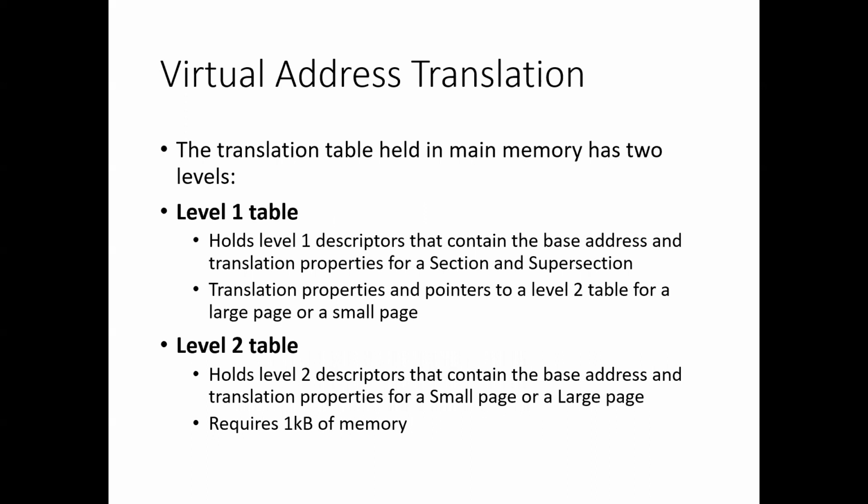The translation table is held in main memory and has 2 different levels. Level 1 holds descriptors that contain the base address and translation properties for a section and supersections. Translation properties and pointers to the level 2 table are also held for a large page or small page. Level 2 descriptors contain the base address and translation properties for a small page or a large page, and these require 1 kilobyte of memory.